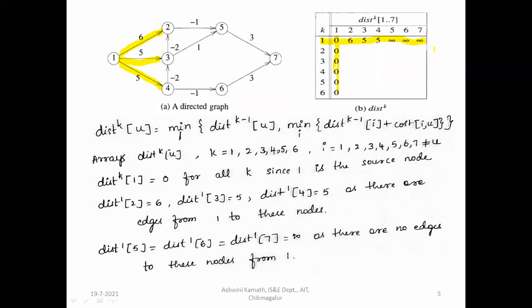I hope you are getting it. So that is the value for distance 1. Here distance 1 means I am talking about k. That is, when k is equal to 1, the first array is 0, 6, 5, 5, infinity, infinity and infinity.